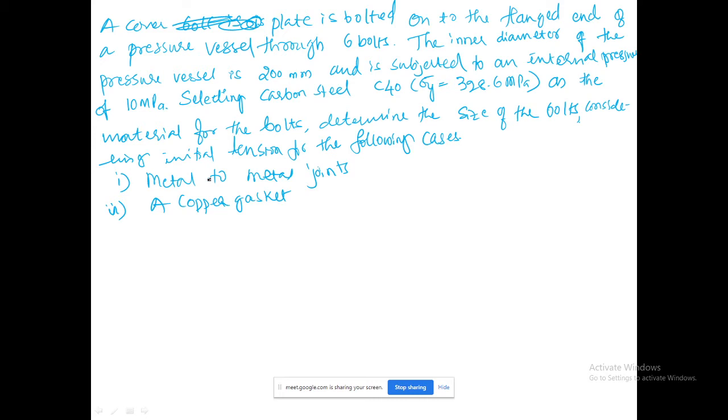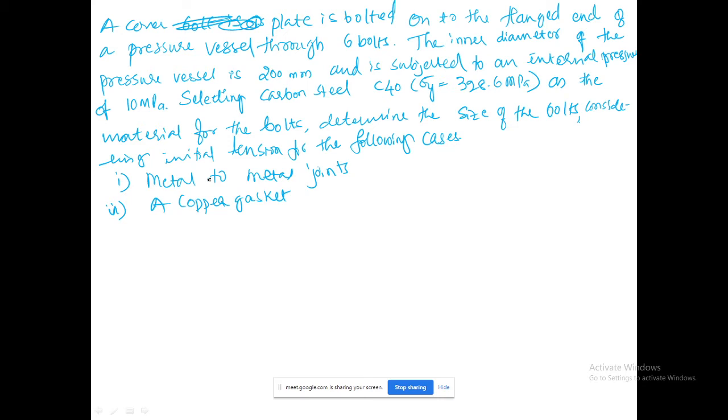So the first condition: if it is used as metal to metal contact, what is the size of the bolt required? And the second case: if you use a gasket between the cylinder and a cover plate, what is the size of the bolt required? Can you try yourself? Will you solve or shall I go for the solution? Sir, go for the solution. Okay.